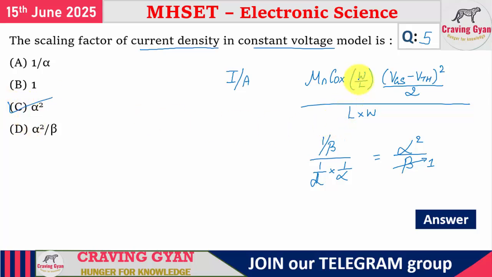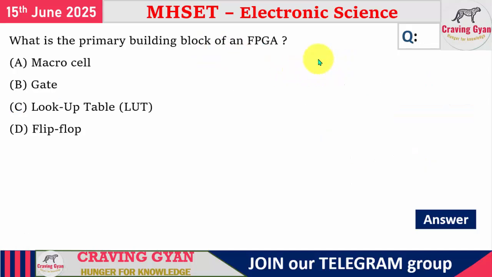Alpha square. This W by L is referred to as aspect ratio. W is scaled by alpha. Length is also scaled by alpha. So the term will get cancelled. So for this, the suitable option is option C. Nothing but the current density in the case of the constant voltage model is scaled by alpha square.